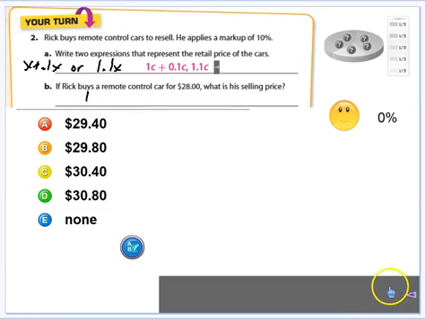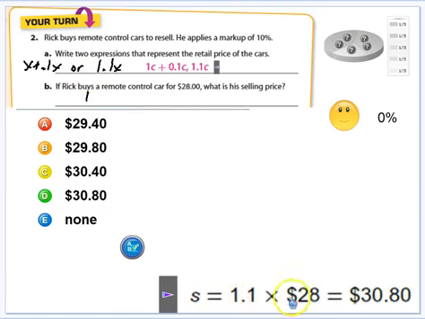Let's look at the answer. You do 1.1 times 28, and that will give you $30.80. You just multiply, class. All right? Moving on.